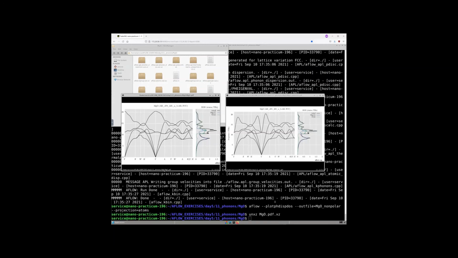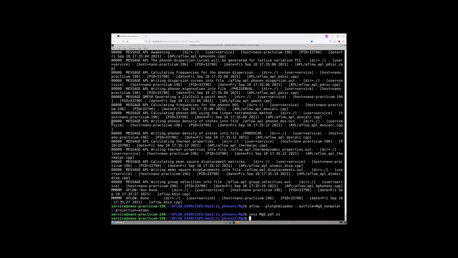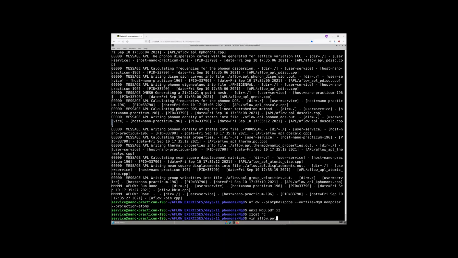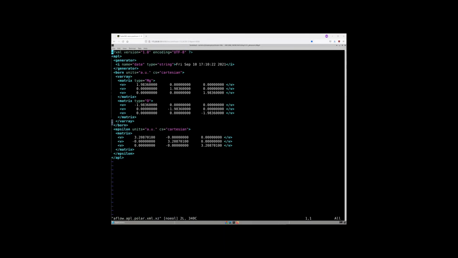And to verify that this actually makes sense, we can look at the file AFLOW-APL.polar.xml. And here we see we have very large charges, +2 for magnesium, -2 for oxygen, which is great because that's what it should be. And we have a fairly small dielectric tensor. So that we see the difference actually makes a lot of sense.